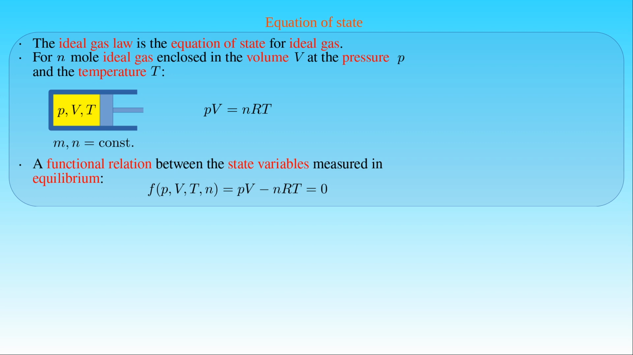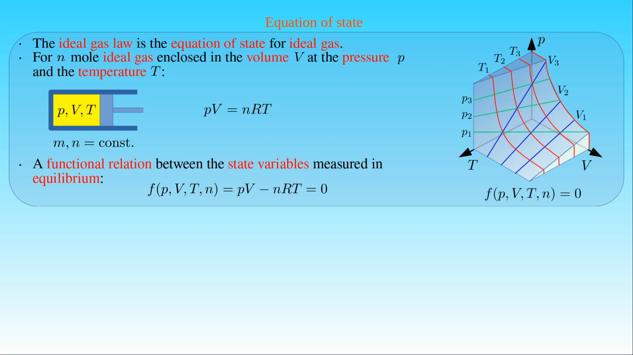The function f depending on the state variables pressure P, volume V, and temperature T for a given amount of substance is equal to 0, where f is given by P times V, minus n times R times T. We have already shown the plot of this functional relationship in the pressure, volume, and temperature diagram, when we derived and studied the ideal gas law.